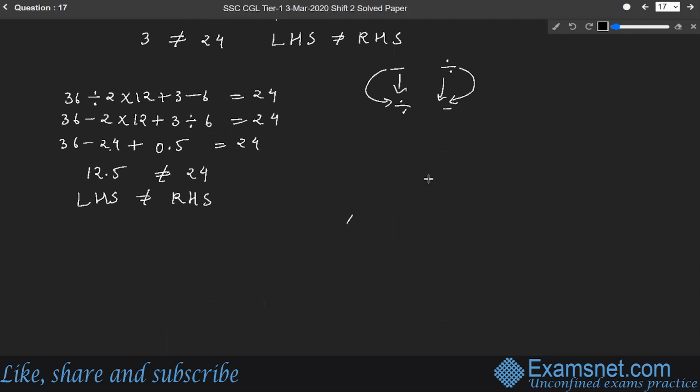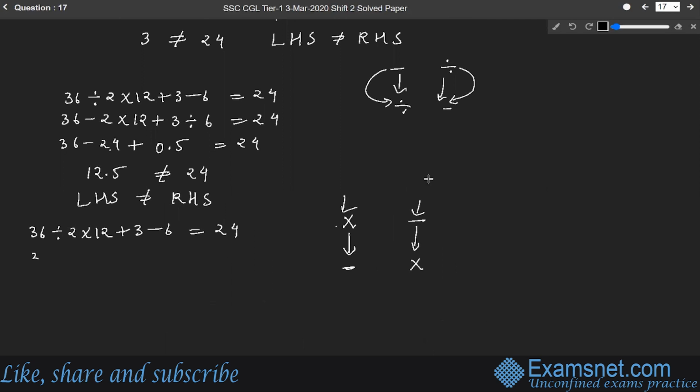So the signs are multiply and minus, means the symbol of multiplication will be changed to minus and the symbol of minus will be changed to multiplication. Writing the equation again, that is 36 divided by 2 multiplied by 12 plus 3 minus 6 is equal to 24. Remember that now the signs that we have to interchange are multiply and minus. All the other signs except both these signs will be the same.